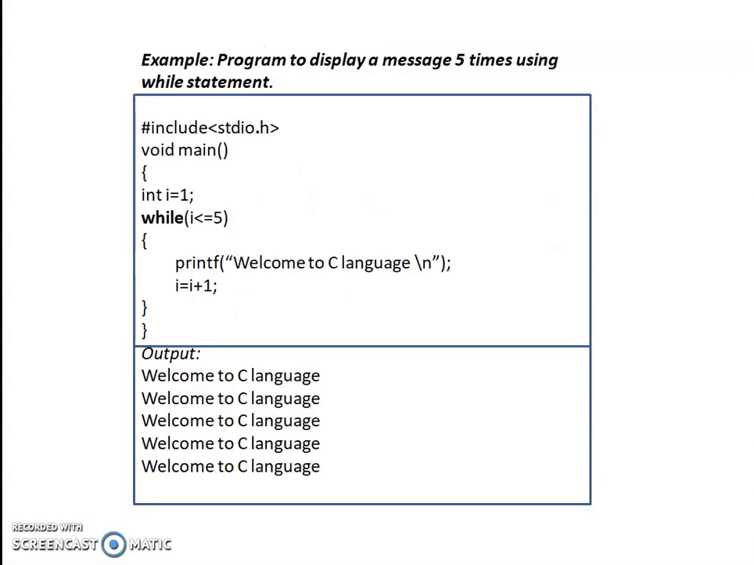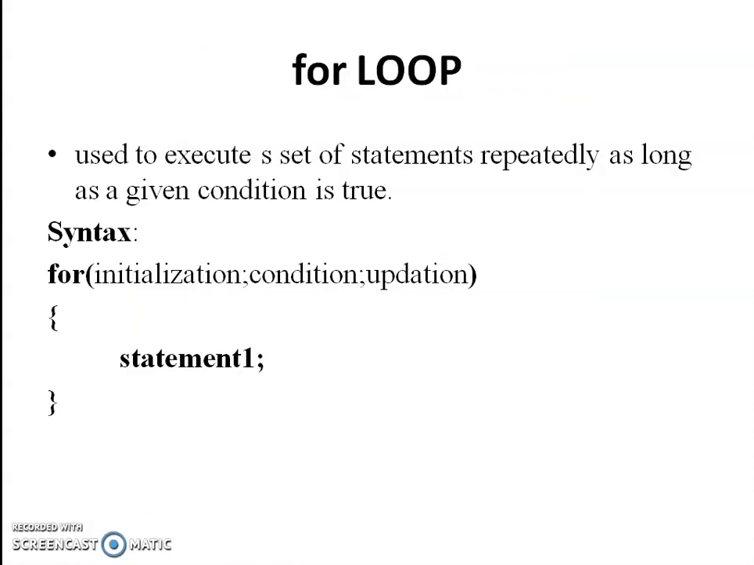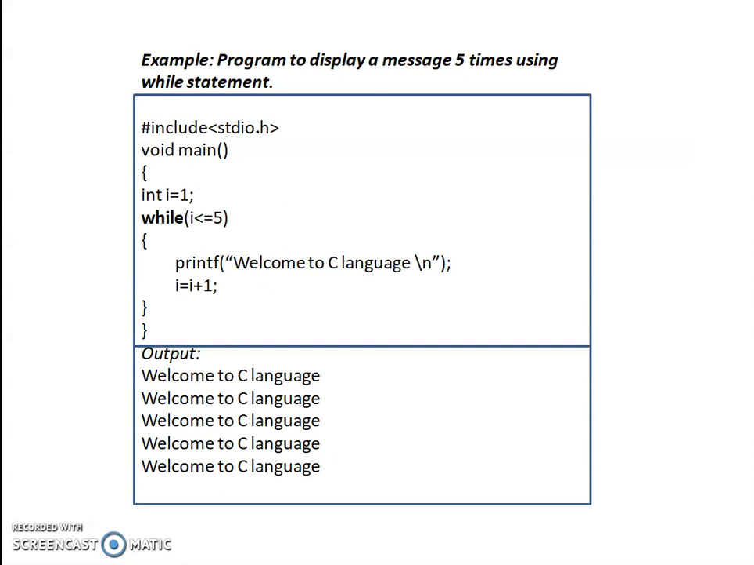We'll see one example: a program to display a message 5 times using the while statement. As we know, when we start with the program, we have a looping variable, int i = 1. As in the syntax, we start with the keyword while, and in the brackets we give the condition which we are going to check. Here we have given the condition as i <= 5. Initially when we are executing, the i value is equal to 1. So int i = 1 means we have initialized the variable i with value 1. So initialization is done. It's coming to the while loop. It is going to check the condition.